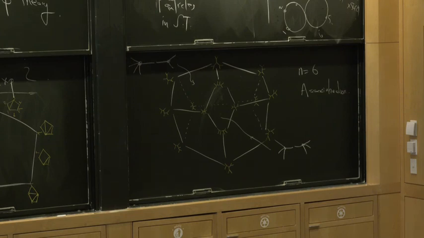To find some picture where all of these facts are obvious, that there is a polytope, that it factorizes on the boundaries, and to have some picture where all these things are made obvious.